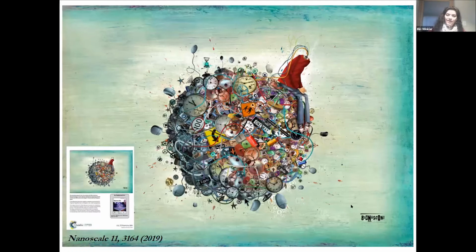and we asked for a drawing from an Argentinian artist, Pablo Bernasconi, who made this beautiful drawing that is a world of a nanoparticle made of parts of watches. And for us it means all the engineering that you have to do to optimize the relaxation time.